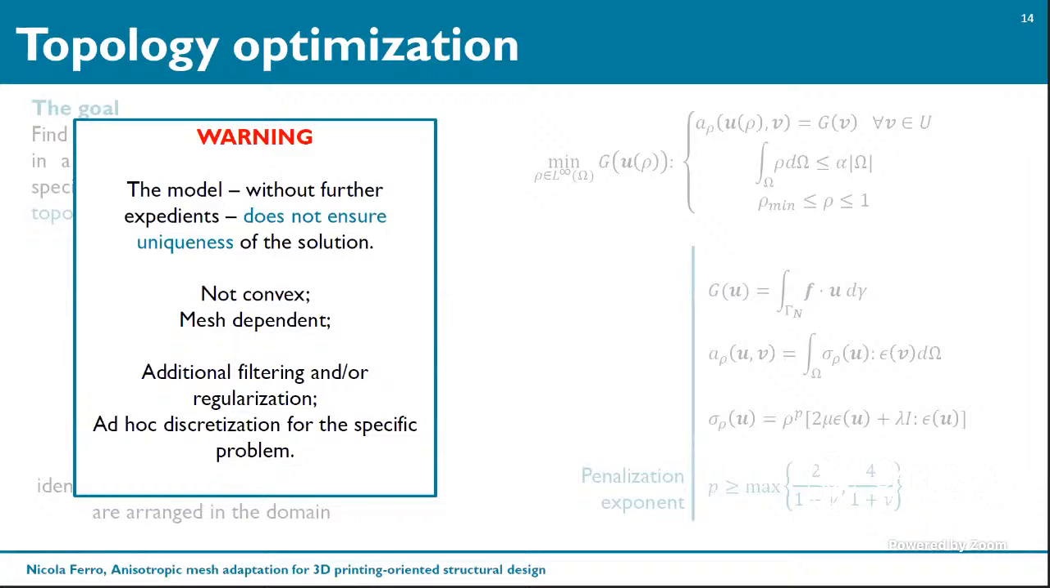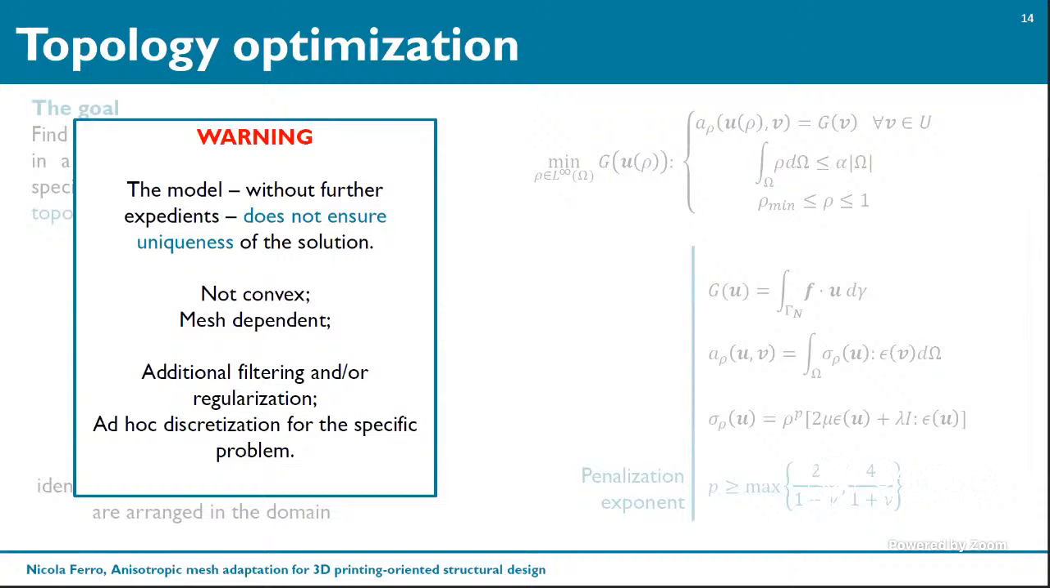So many contributions deal with the additional filtering of the solution in order to constrain the space where we look for our solution, or we can add some regularization terms. Also, in particular cases, we can turn to adopt discretizations for the specific problems that we are dealing with. So there are several options that you can propose in order to heal some of the problems connected to the modeling and to the numerical discretization of the topology optimization in the SIMP framework.